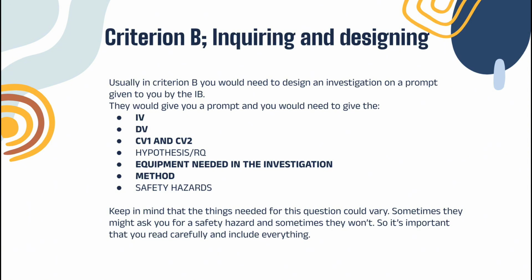Equipment needed, investigation method, and even safety hazards. So the ones in bold are the ones that they definitely ask in every assessment. The ones not in bold, they sometimes ask, sometimes don't. It really depends on the test. But the IV, CV, DVs, and equipment and method are definitely there in criterion B.